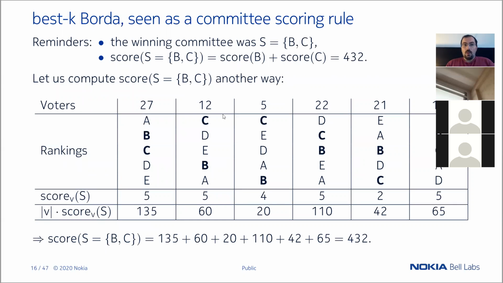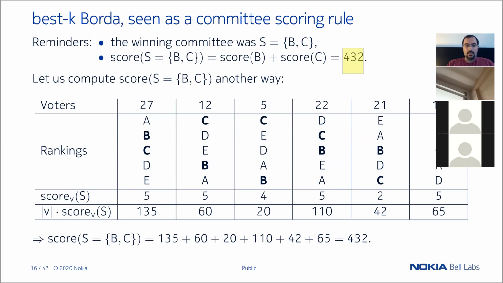I'll give an example now. For example, we have seen in the previous section best K Borda, where we computed the Borda score of each candidate and output the best committee. So the winning committee, if you remember, was B and C. And the score of this committee was the individual score of B plus the individual score of C, which was 432.